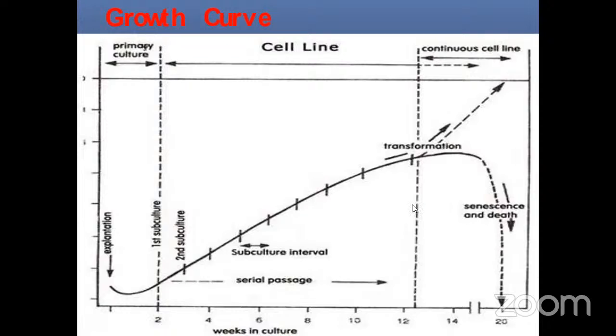But if we are not properly maintaining all the conditions, or if there are any changes, sometimes they may also undergo senescence and death, and they will drop down, or there may be contamination. All this can happen. Or, if everything is properly maintained, they can become continuous cell lines. So this is how the culturing takes place.